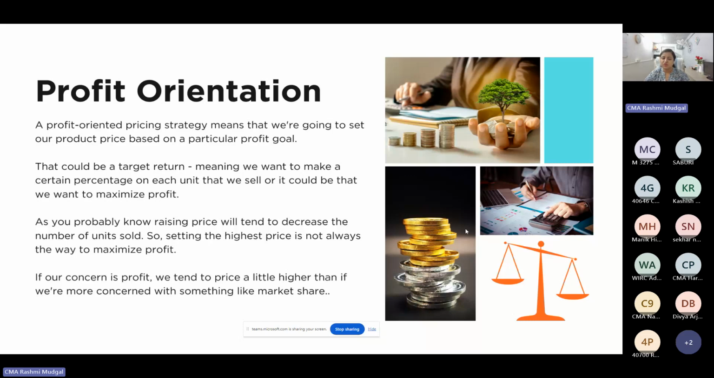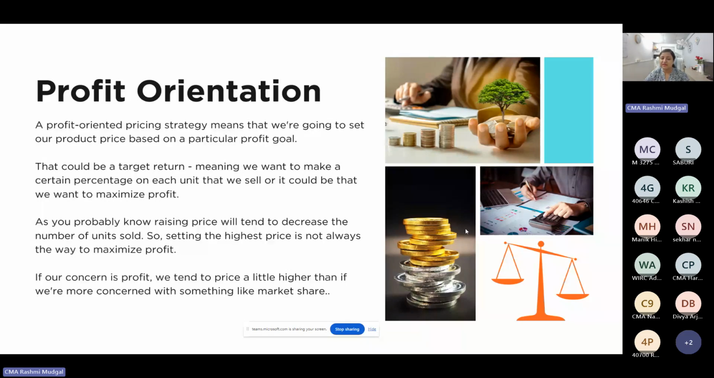We want a certain percentage on each unit that we sell, or it could be that we want to maximize the profit. As you probably know, raising price will tend to decrease the number of units sold. So if I am raising my price, there is definitely going to be a negative impact on my volume. If I am selling a phone, say my phone is 10,000 rupees MRP, and now I am increasing the price to 12,000, there could be a possibility that people will move to another alternative in the market. There could be a possibility people will say, I don't want it because it is so pricey.